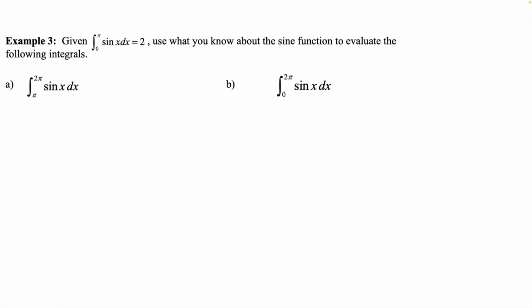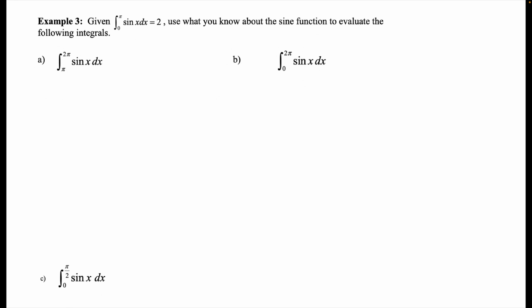Okay, last thing. We'll probably finish today, and then tomorrow I'll just give you guys time to do the practice, because this is going faster than I thought. Okay, so last one. They give us a little bit of info. They said, given the area of sine from 0 to pi is positive 2, use that to answer the rest.